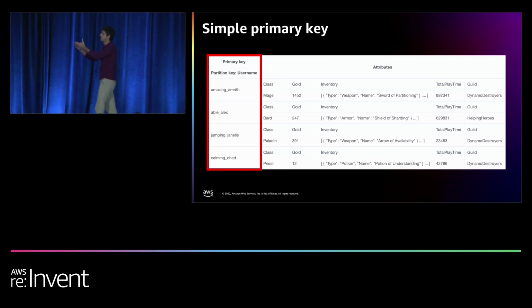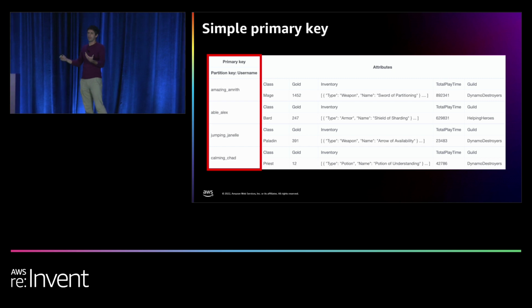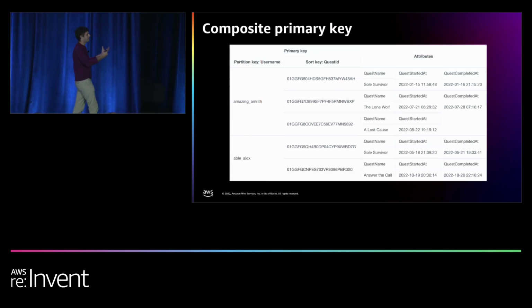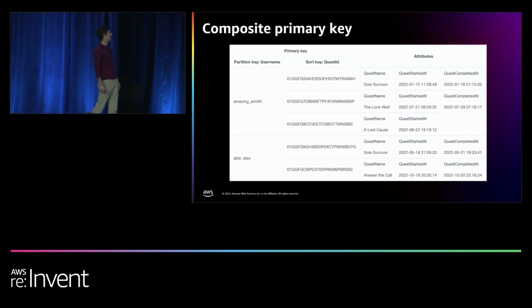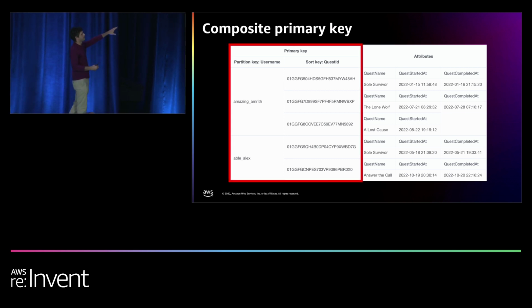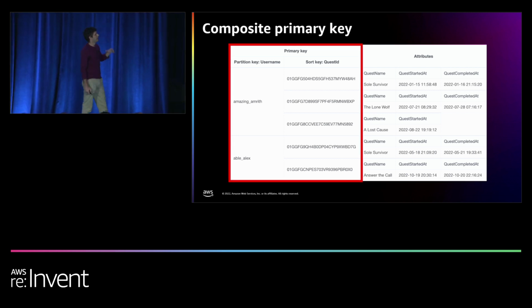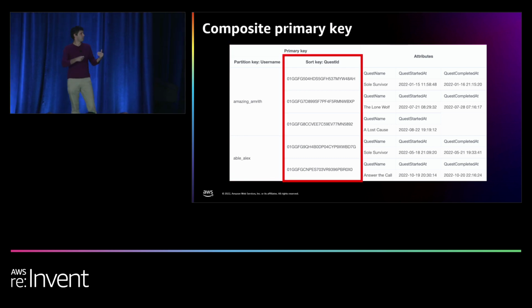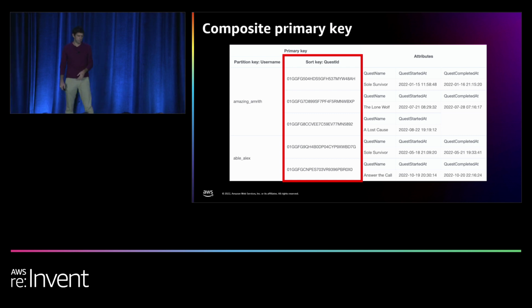And in addition to users in our application, we're also going to have quests. So let's look at a table with a composite primary key. Here we have some quests that our different users are going on. You can see we're using this composite primary key. It has 2 different elements here, right? We have that partition key of username, but we also have that sort key of guild ID.